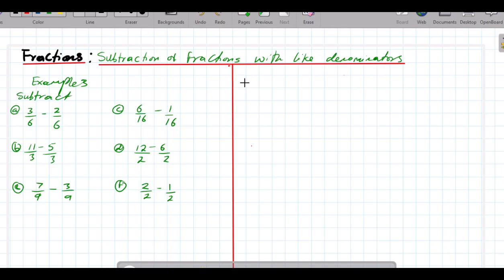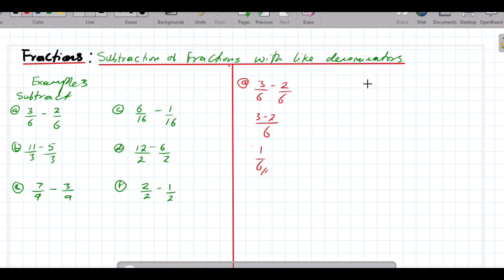So the next aspect of fractions we're going to talk about is subtraction of fractions with like denominators. Given 3 over 6 minus 2 over 6, all we need to do is subtract the numerators and leave the denominator, since the denominators are the same. So we rewrite the 6, then subtract the numerators, 3 minus 2, and this gives us 1 over 6. So our final answer is 1 over 6.